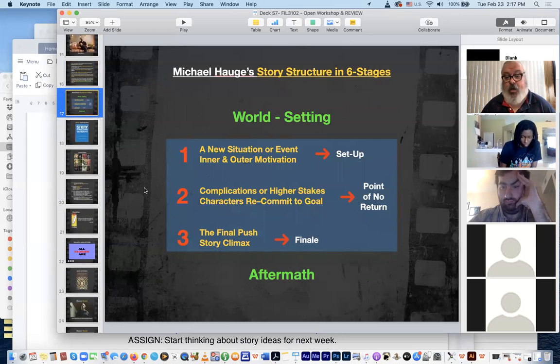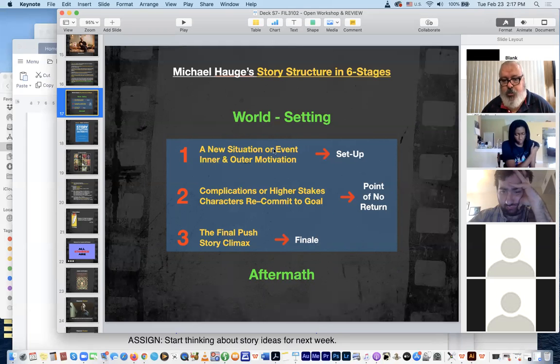I tried to at least simplify Michael Hauge's story structure idea, the fact that there are 6 stages that can be sort of superimposed over the 3-act structure. Not as many as 12 like you have in the hero's journey, but at least 6 very rudimentary stages. And it's easy if you exclude the world setting and the aftermath from the 6 stages of story structure, and you map them instead over the setup, the point of no return, and the finale.